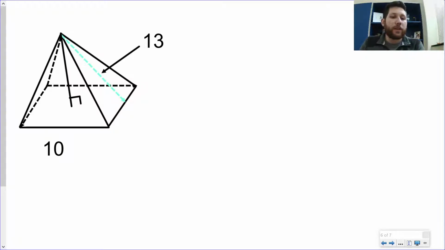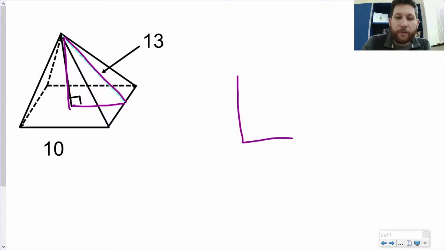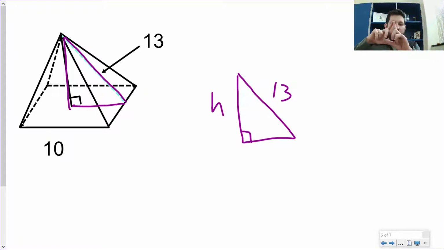So we can actually think about this right in here. This triangle right here, the height with half of the length and the slant height, as being a right triangle, okay? Where this is h, this is 13, kind of taking a section out. We're pulling that triangle out. And then how far is this distance from the center of the pyramid out to the edge? Well, if this whole thing is 10, this piece right here should be 5.